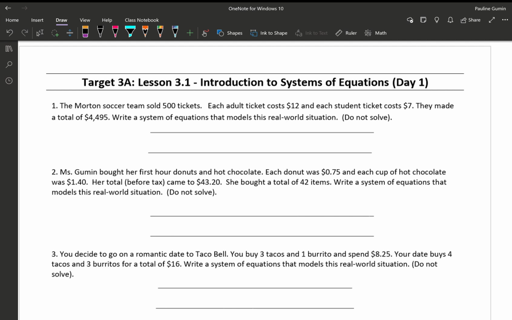Alright. Number 1. The Morton soccer team sold 500 tickets. Each adult ticket cost $12 and each student ticket cost $7. They made a total of $4,495. Let's write an equation.